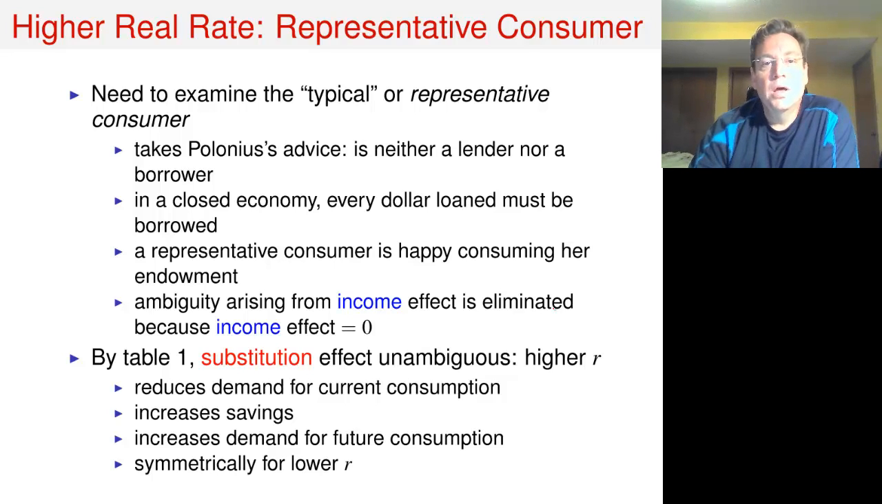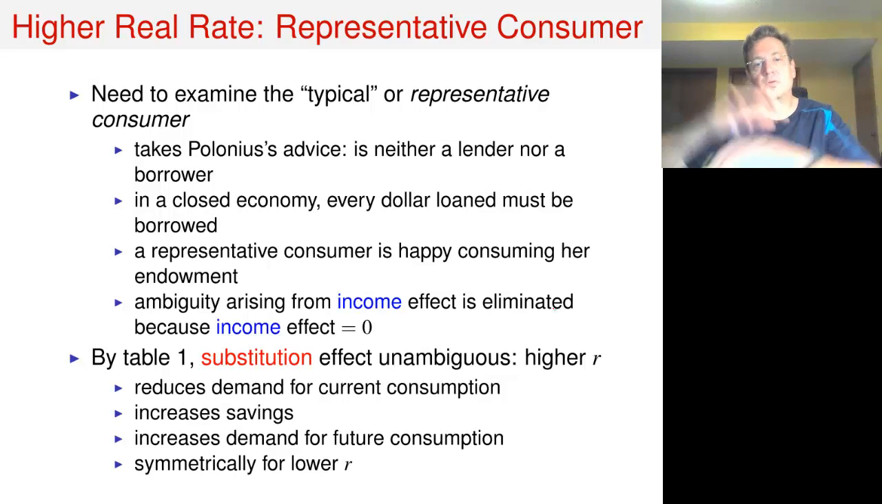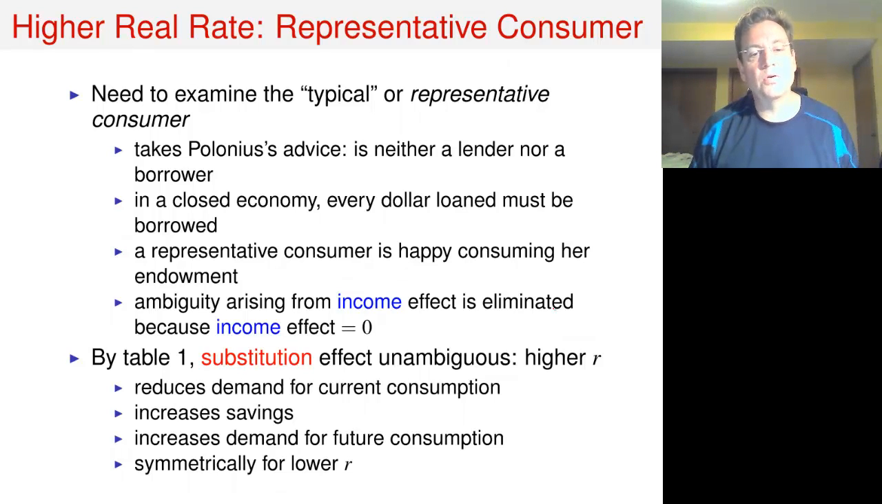And so what we're going to do then, by using this representative consumer paradigm, is we're going to eliminate the income effect of changes in real interest rates. Why is that? Well, remember, the income effect has a different effect on borrowers than it does on lenders. But if for every borrower there's a lender, then those income effects have to cancel out once you go to the whole economy. And so we're going to assume that the income effect of a change in the real interest rate is zero.